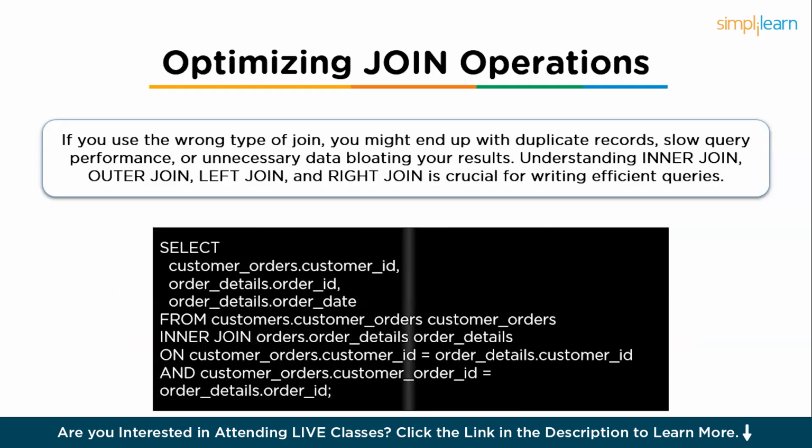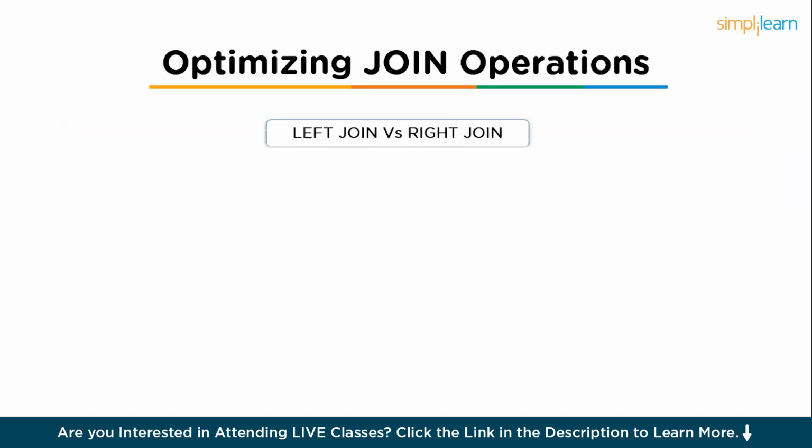For example, we have a query over here like SELECT customer_orders.customer_ID, order_details.order_date. We are joining two tables. The first table is customer orders and the second table is order details, from customers.customer_order, and here we are using INNER JOIN orders.order_details ON customer_orders. So as you can see, we have used an inner join over here. By joining on multiple columns, you can ensure that only valid matches are retrieved, reducing duplicates and improving the performance.